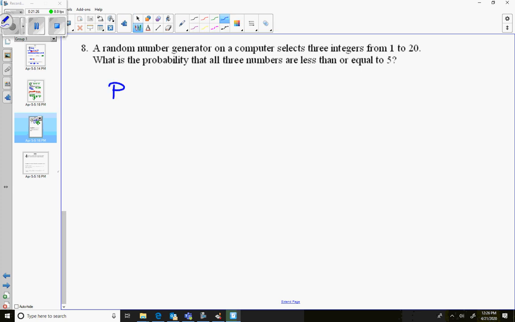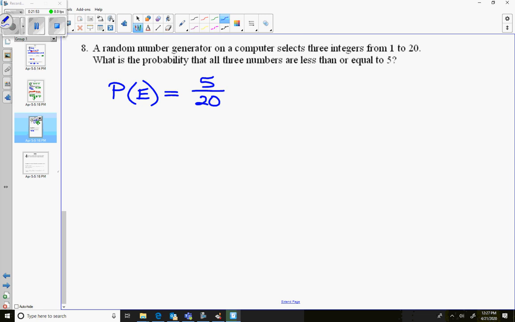So the probability of our event that we're after here is going to select 3 integers. For the first integer, what is the probability that it is less than or equal to 5? Well, that means it could be a 1, a 2, a 3, a 4, or 5. So there are 5 ways of getting what we want out of 20 possible integers.